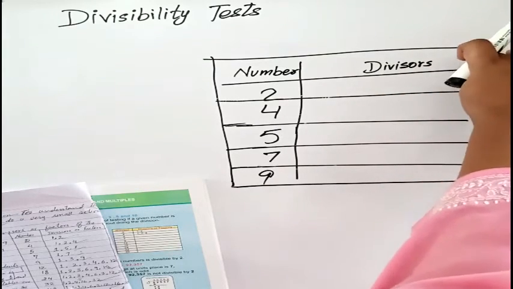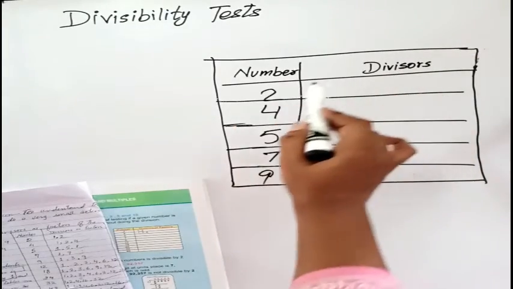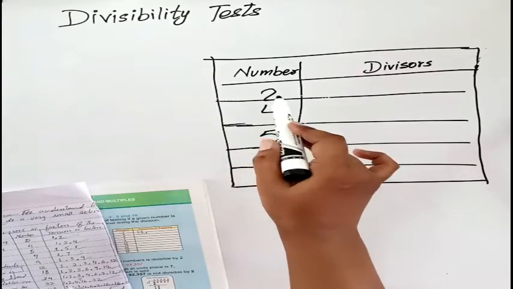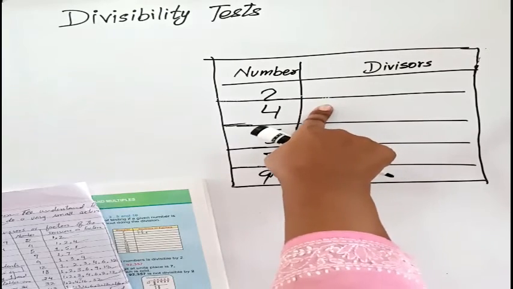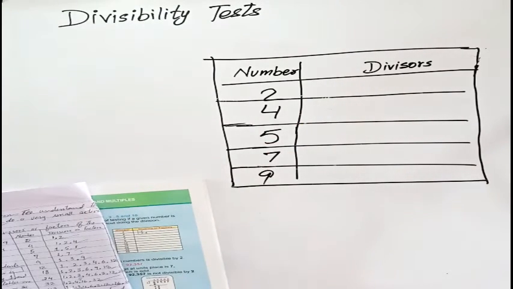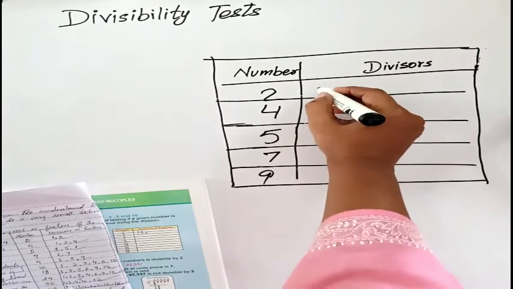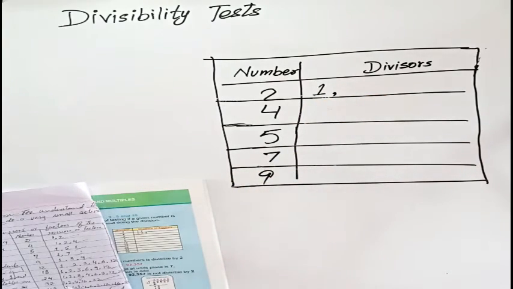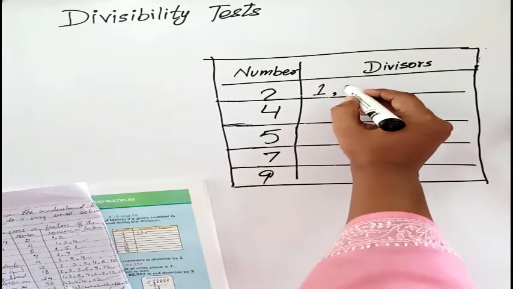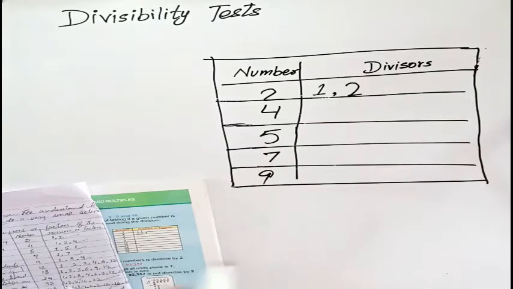For suppose number 2 is here, so we will find the divisors of number 2. So what are the divisors of number 2? Before starting this, students, remember that every number is divisible by 1. 1 is a divisor of every number. So 1 should come here, and after that start counting the tables. For suppose after 1, what table comes? 2. 2 ones are 2. Yes. 2 is a divisor of 2. 1 and 2 are the divisors of 2.